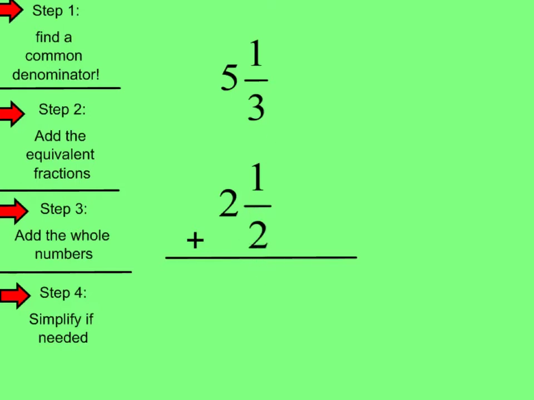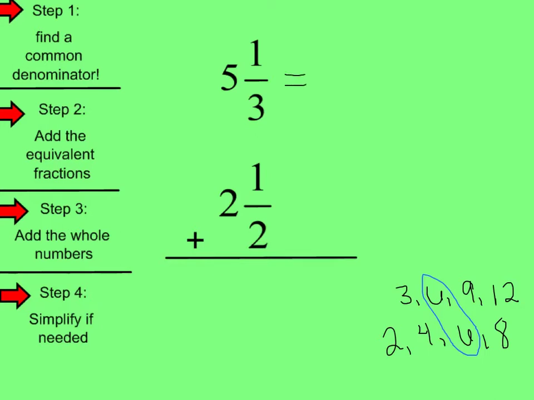Now, my multiples of 3 are 3, 6, 9, 12. I'm going to stop there. Now my multiples of 2 are 2, 4, 6, 8. Now I'm going to stop there because I can already see what the least common multiple is. It's 6. That's the smallest multiple that they have in common. So I need to change my 5 1/3 and 2 1/2 so it has a denominator of 6.